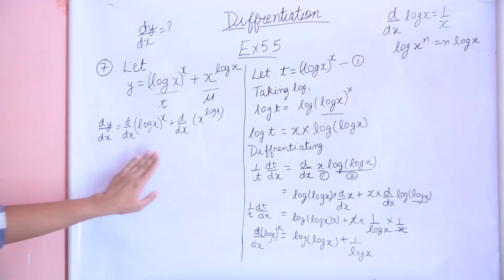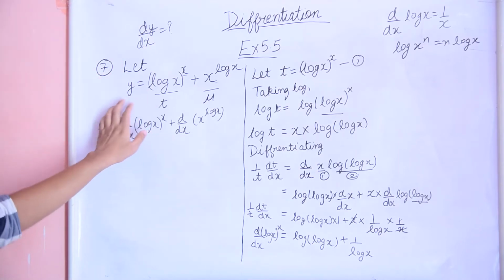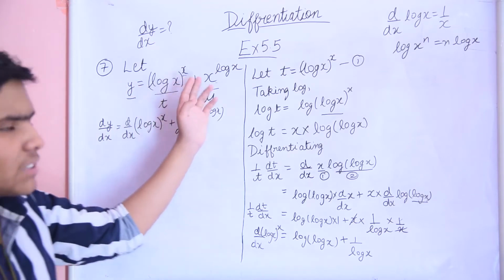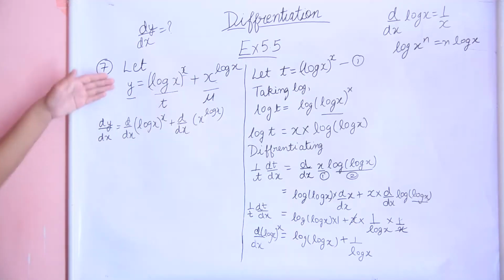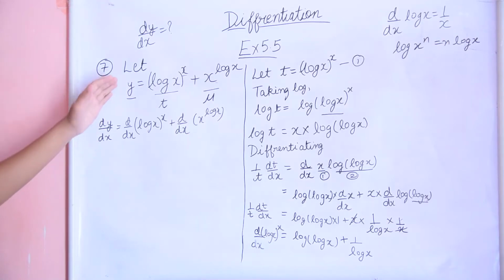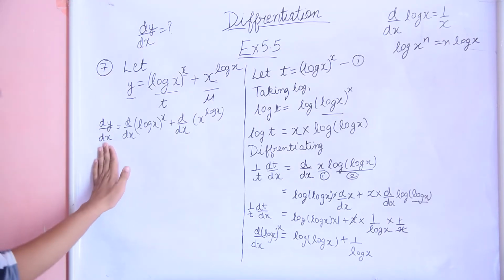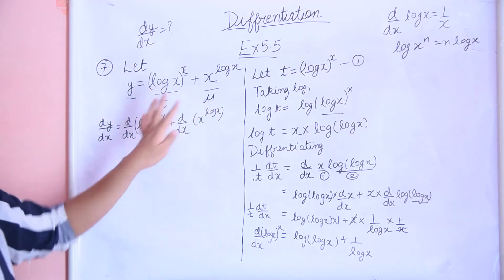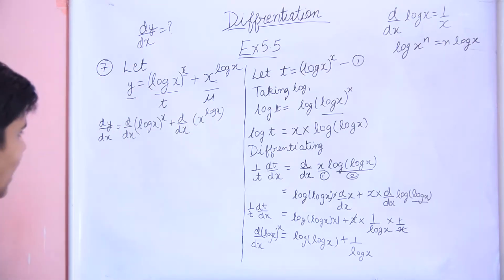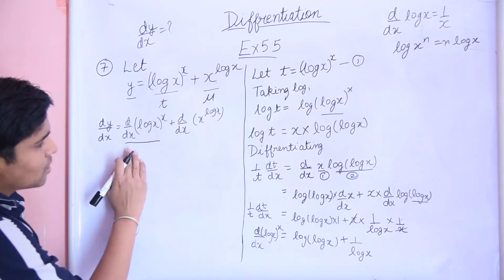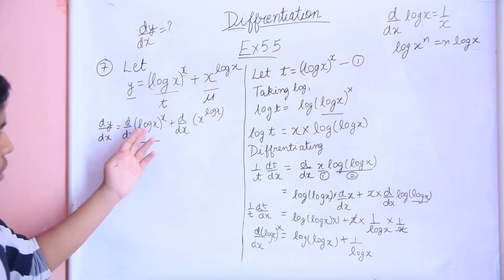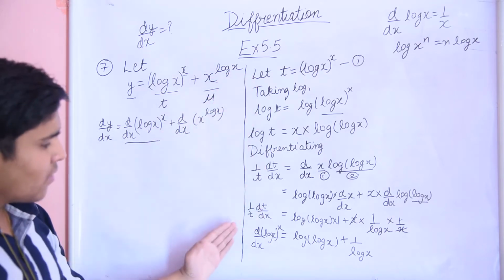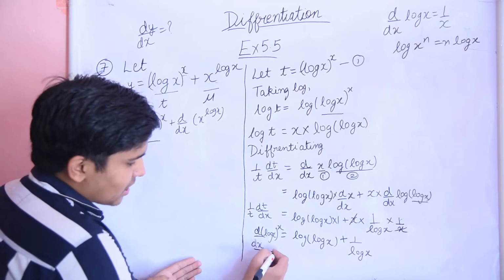Actually in this question we have to find dy by dx, and here y equals (log x)^x plus x^(log x). So we will be differentiating this, and after differentiation we would get dy by dx equals the differentiation of both these terms. So we have to find the value of the differentiation of (log x)^x, and by following these steps we will be able to calculate this.